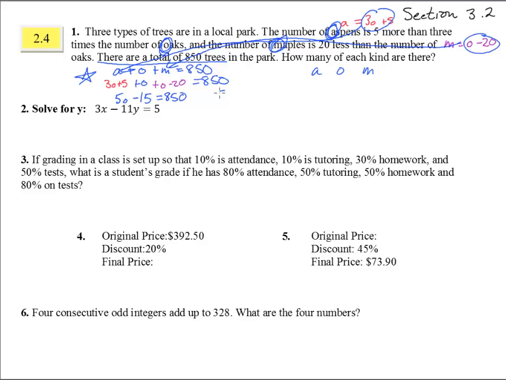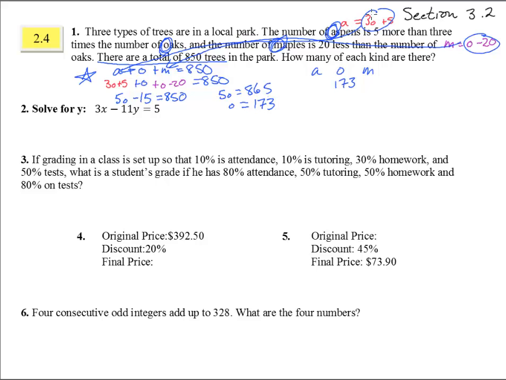Add 15 and we get 5 oaks equals 865, and divide by 5 and we get oaks equals 173 oaks. So we take that, good, 173 for the oaks.